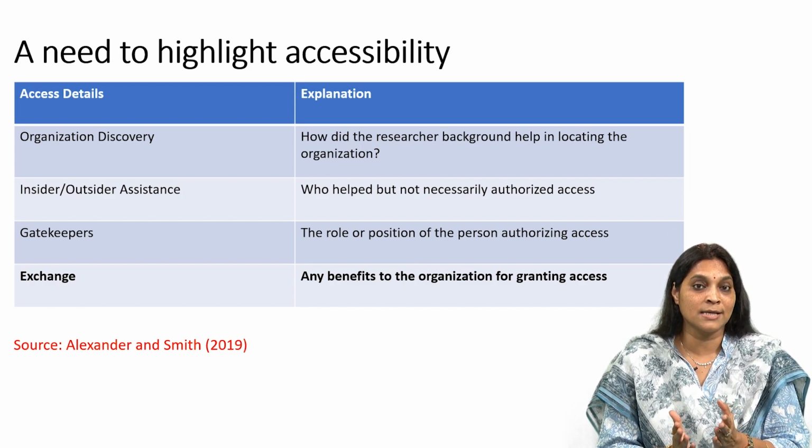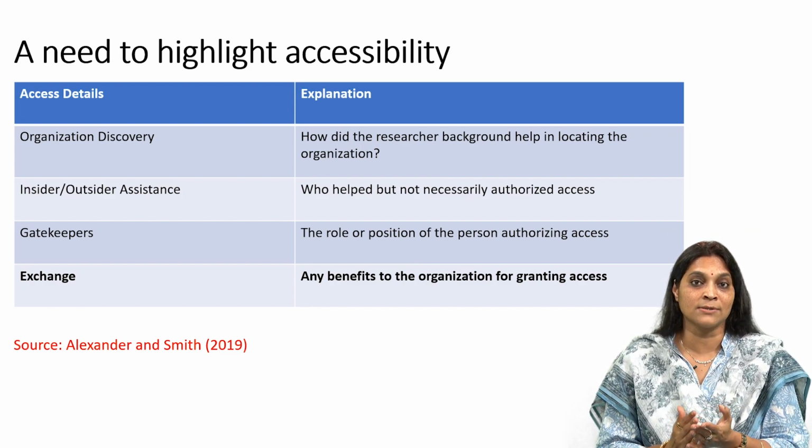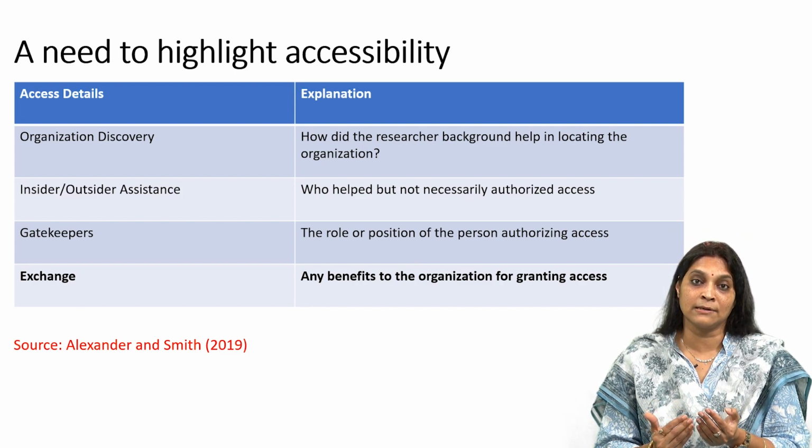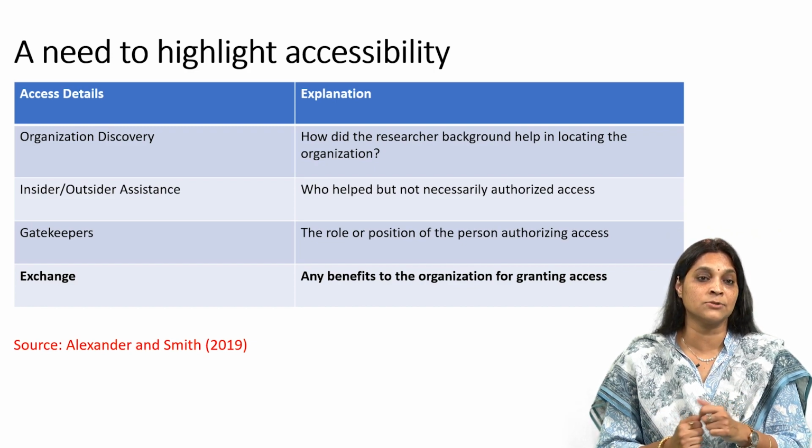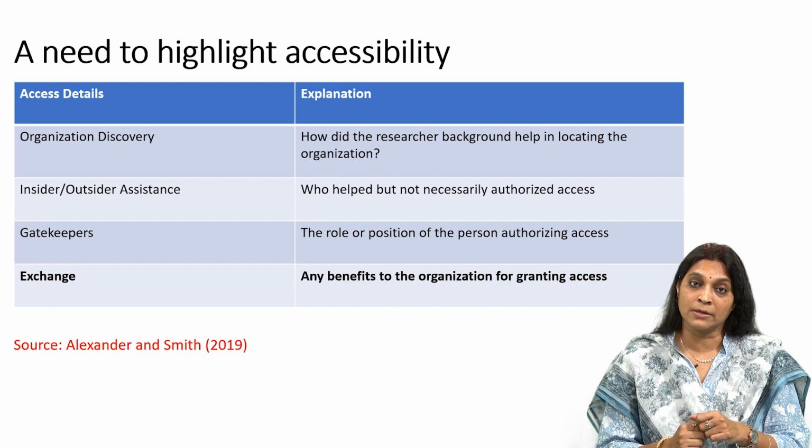My source here is Alexander and Smith in 2019, who have talked on this in detail, and I will be sharing the reference in my video supplement. So, what are the access details here that we need to provide? The first is the organization discovery. And what is the explanation given? That how did the researcher background help in locating the organization?